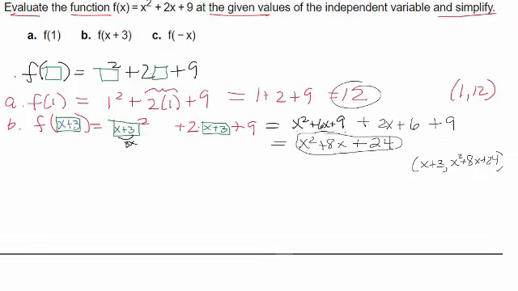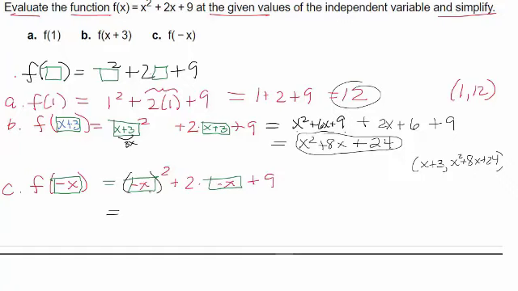Okay, part C. So this time, what are we plugging into the box? We have f of negative x. So negative x is going into the box. So we're going to get negative x squared, the quantity, the whole thing being squared, so that turns it to a positive x squared. 2 times negative x is negative 2x, plus 9. So that's how we would plug negative x into that function.